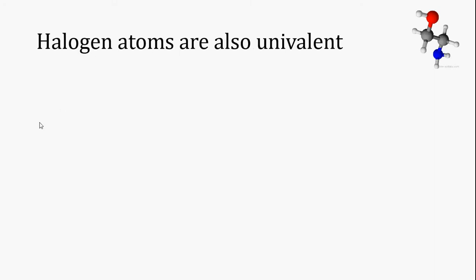Halogen atoms are also univalent. Even though fluorine and other halogen atoms have 7 valence electrons, there is only one of them that is unpaired, and so there is only 1 covalent bond that can be formed between fluorine and another atom. An example of a molecule containing fluorine and 1 bond connected to that fluorine is hydrogen fluoride.